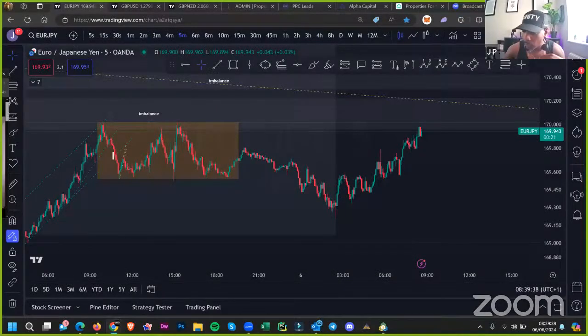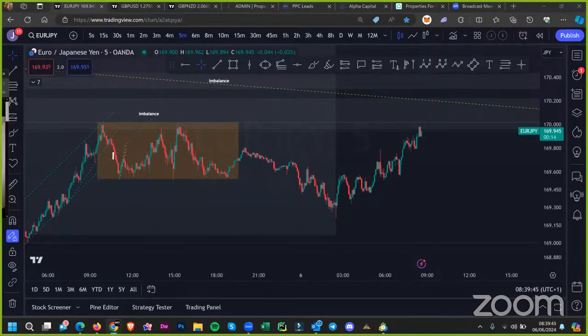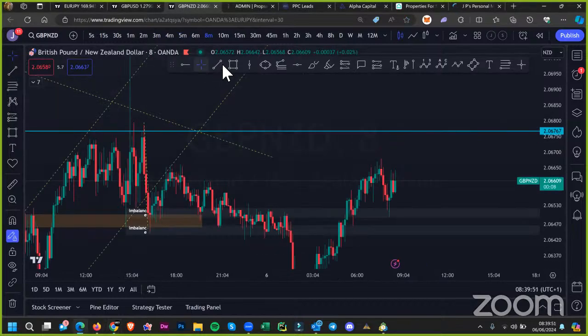All right, let's get straight into it. Let's have a look. We're going to be looking at EJ, US30 and GBP NZD. We'll be looking at some of these pairs today. We're going to start off with GBP NZD. I'm going to go and check them out. Hopefully my background music is exactly that. It should be background.